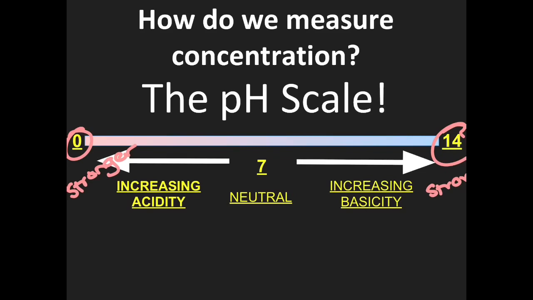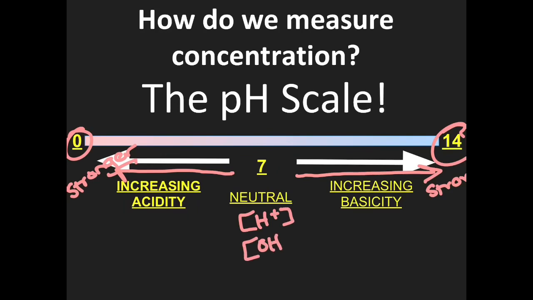All right, 7 right here is in the middle. So it gets weak and then stronger, stronger, stronger, strongest out here at 14. Weak acid, stronger, stronger, stronger, stronger, strongest out here is 0. 7 right in the middle, it's neutral. You have equal amounts of H plus and OH when it is neutral. So that's where you all saw it was 10 to the negative 7 and 10 to the negative 7.